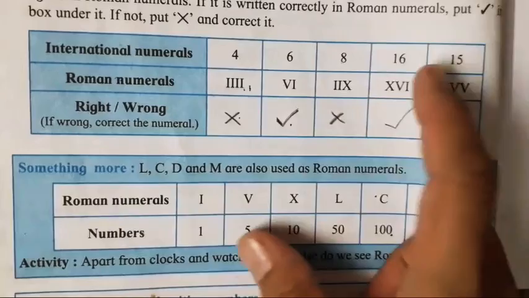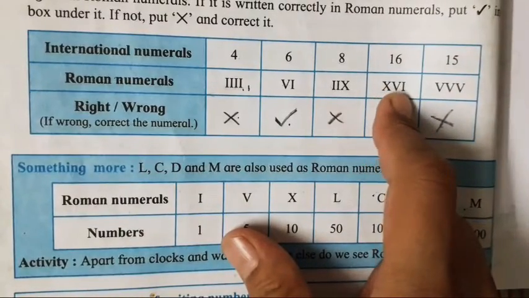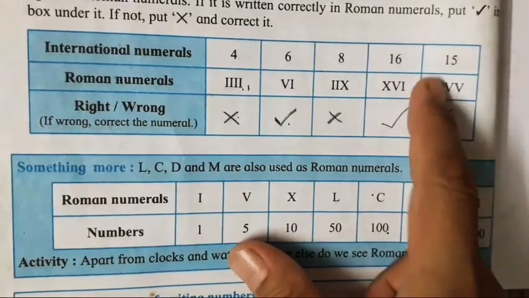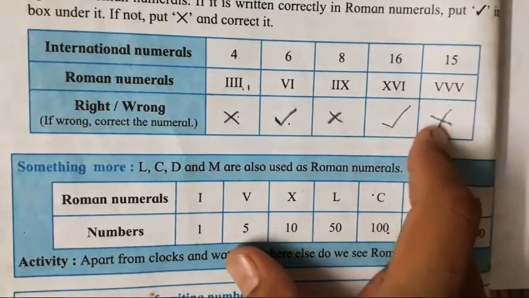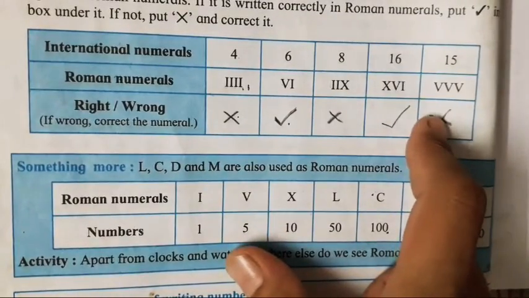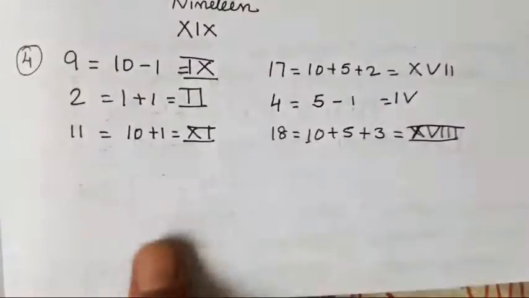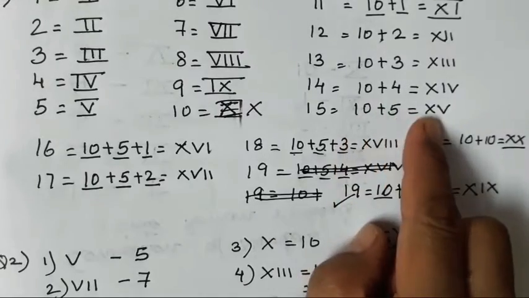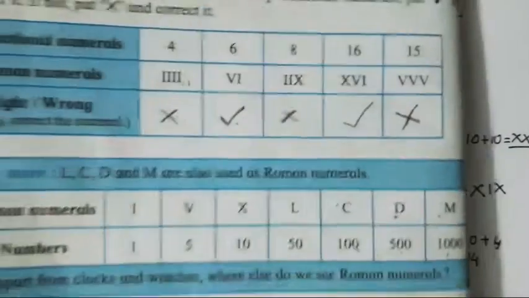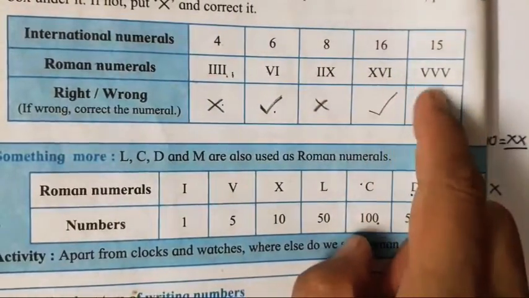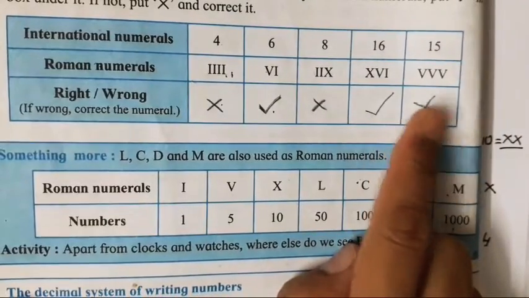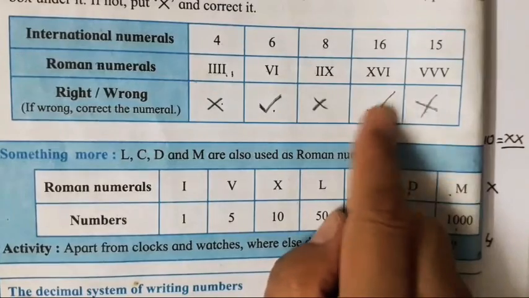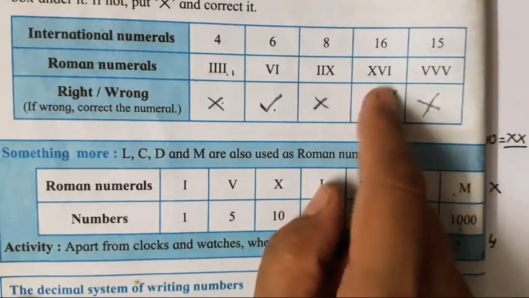So this is wrong. 16, 10 plus 6. So this is right. And 15 means V plus V plus V. So we don't write 15 in this way, isn't it? I have showed you in the first question only how we write 15. 10 plus 5, that means X and V, and over here they have said V plus V plus V. So we don't write 15 in this way, so it is wrong. So this you have to do in the form of activity. I hope this is clear to everyone.